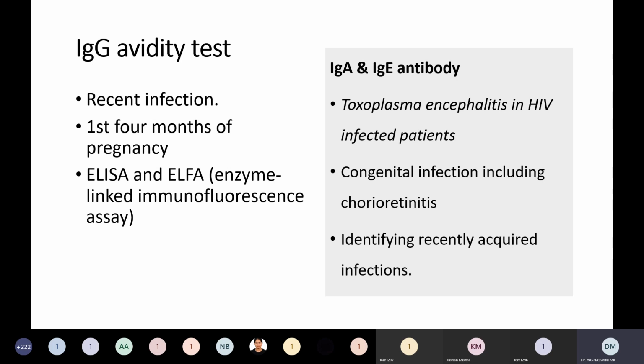Along with this IgG, IgM, you can also look for IgA and IgE antibodies, where if there is Toxoplasma encephalitis, which is commonly seen in HIV-infected patients, you can detect this. And if it's a congenital infection, which has chorioretinitis, you can detect in them. And even if it's a recently acquired infection also, you can detect IgA and IgE antibodies against the Toxoplasma.